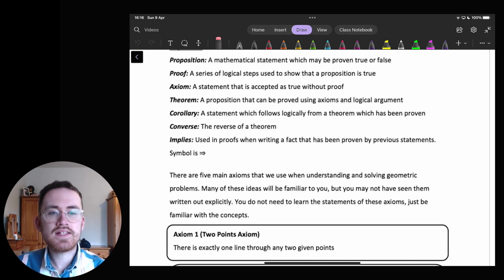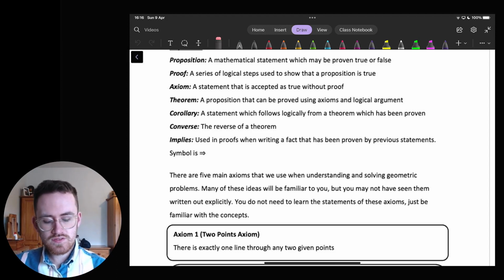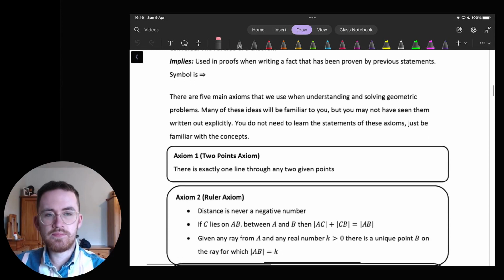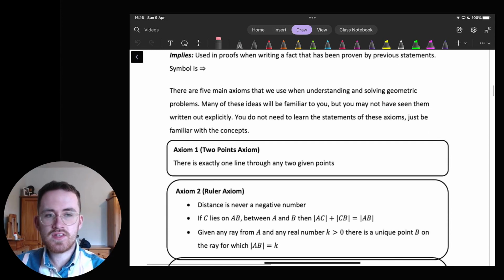Then "implies" is something we use in proofs. It's writing something that's been proven by the previous statements, and the symbol is that kind of arrow. So it might be saying something, and then that implies that something else is true. There are 5 main axioms that we use, and as I've said, a lot of these are probably familiar. You probably do know them, you just mightn't have seen them listed out.